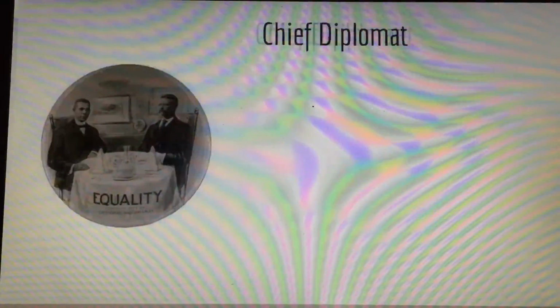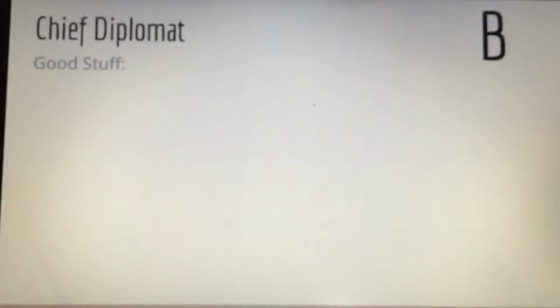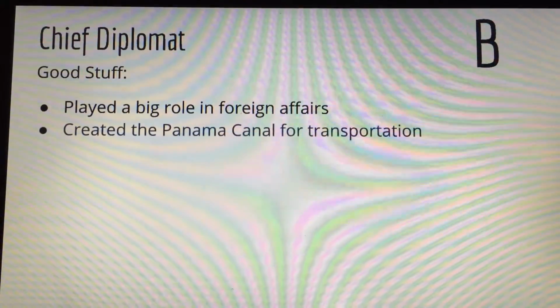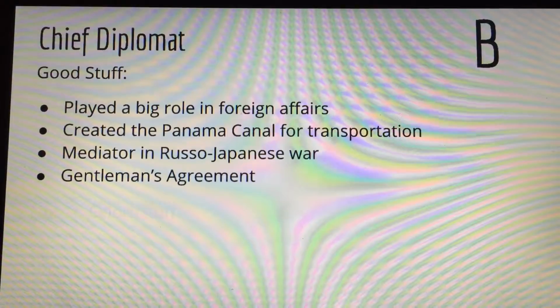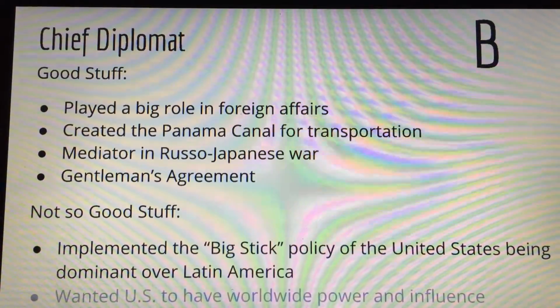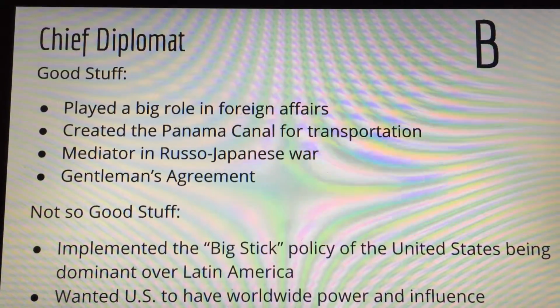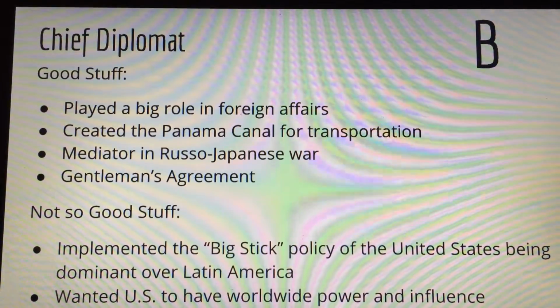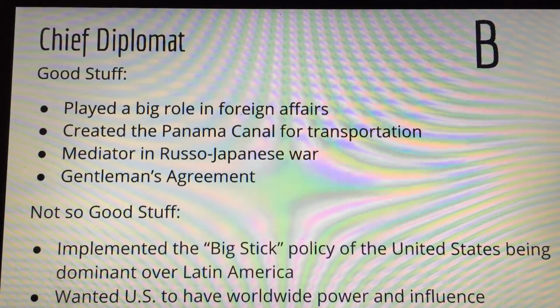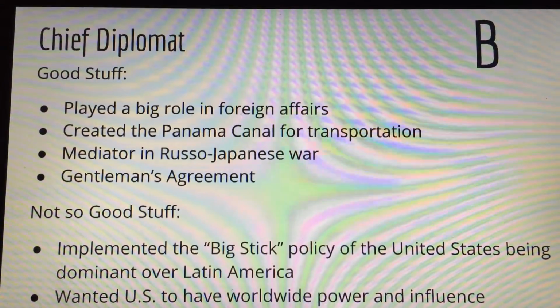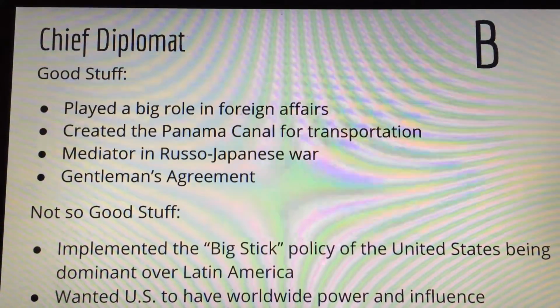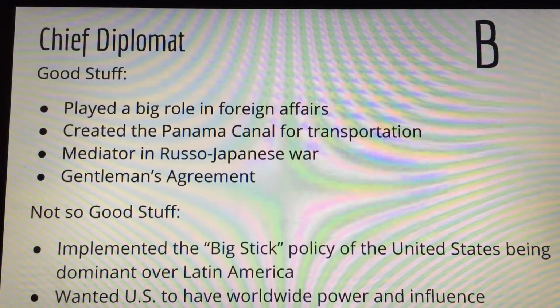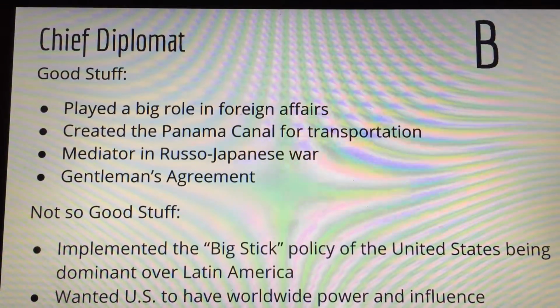In terms of the chief diplomat, he did only get a B for this, because as much as he did really good stuff, he was a little bit overbearing, which some people found very off-putting. Some of the good stuff that he did was that he played a big role in foreign affairs, which is good because being a chief diplomat means that you're supposed to interact with leaders from other nations, take action in foreign relations, associate with leaders from foreign countries, and develop foreign policies. And he was good for those reasons.